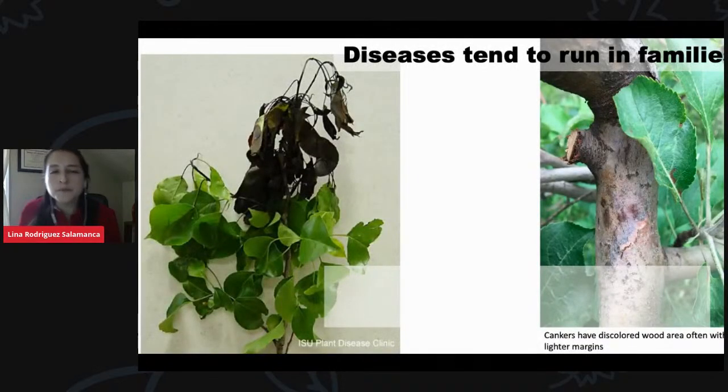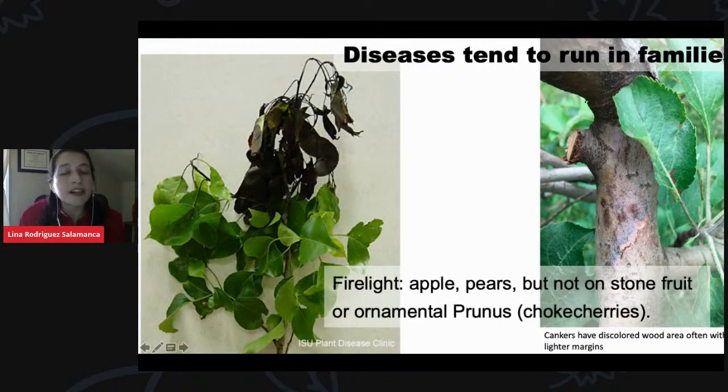The first one here, this one is fire blight. You may have heard of this disease. It's caused by a bacterial pathogen. And you will see this disease in apples and pears, in that family. But you will not see it on stone fruit or ornamental prunus like chokecherries.